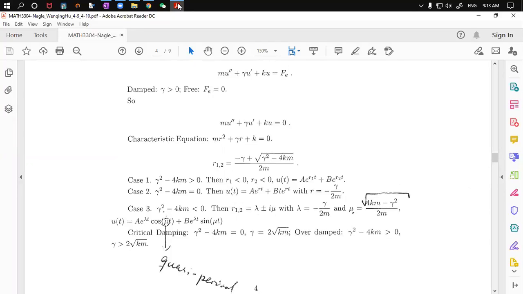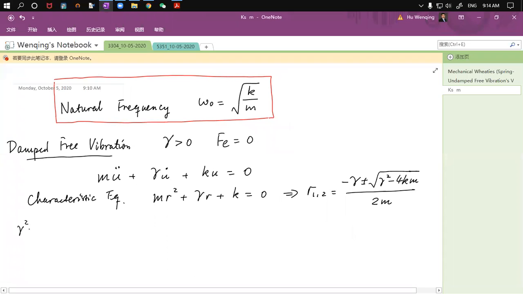If both characteristic roots are real, it means that the discriminant must be positive. So if the discriminant gamma squared minus 4km is positive, then you can see that r1 is minus gamma plus the square root of gamma squared minus 4km, divided by 2m.